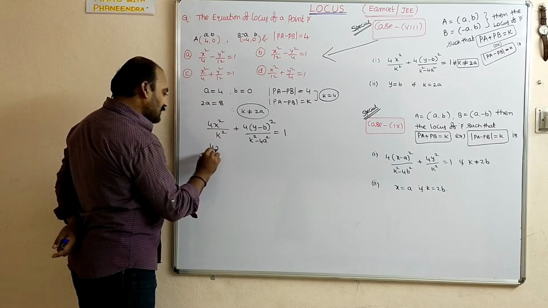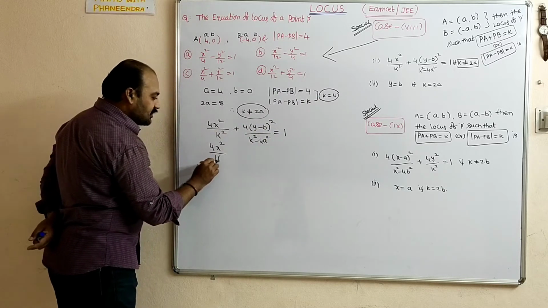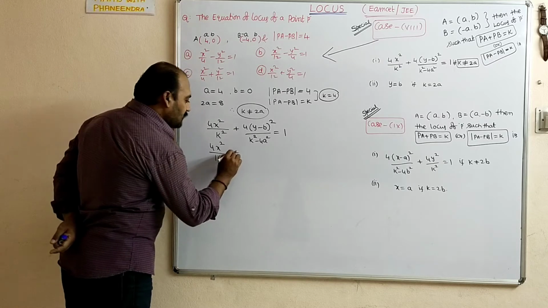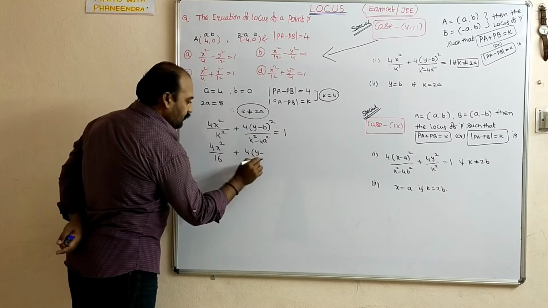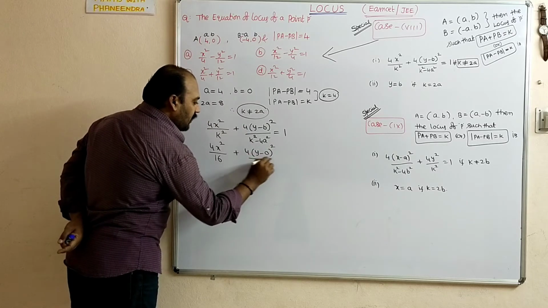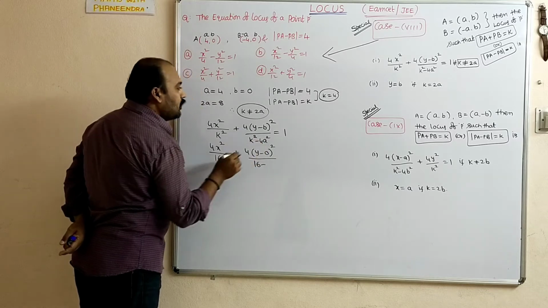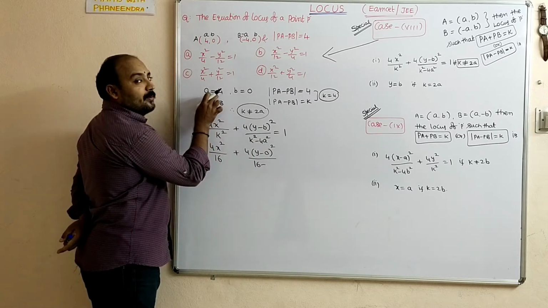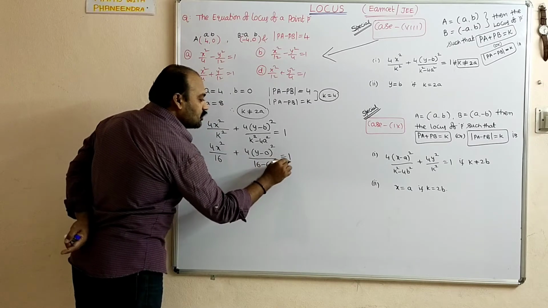So 4x² divided by K². The K value is 4, 4 squared means 16. Plus 4 times (y - b), and the b value is 0, whole squared, divided by K², K squared means 16, minus 4 into a². The a value is 4, a squared means 16, 16 into 4 is 64, which is equal to 1.